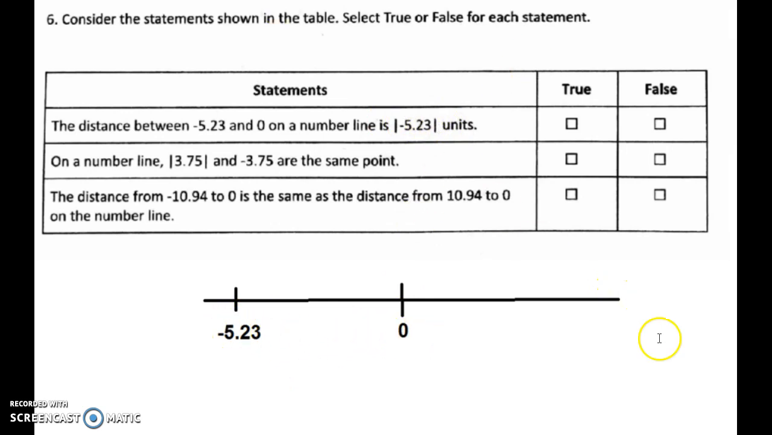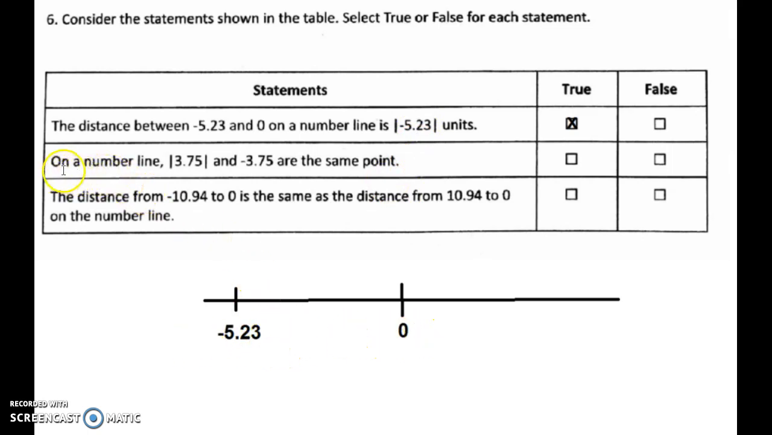Yes, it absolutely is. We're just talking about if you were to go, let's say 5.23 miles to get to the liquor store, and you went left to get there, you would have traveled 5.23 miles, right? It's still a positive number. You can't travel negative. It's kind of like the direction you're going.